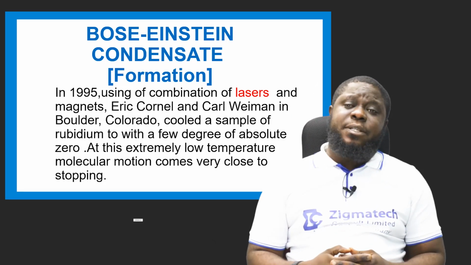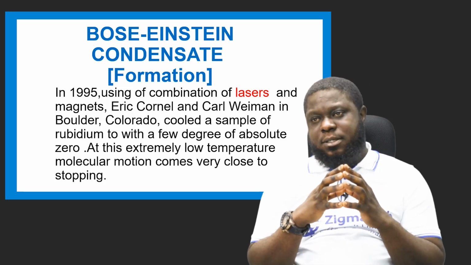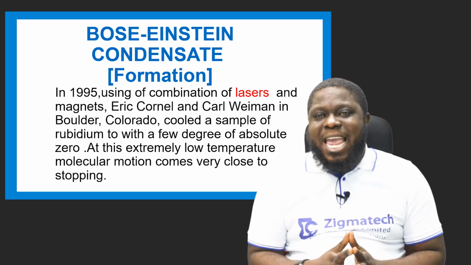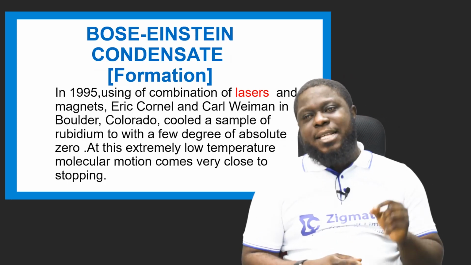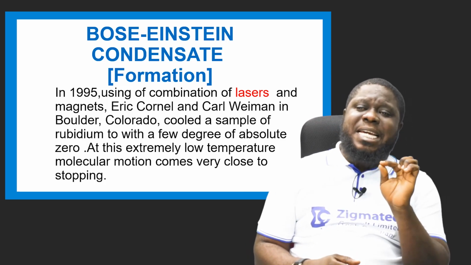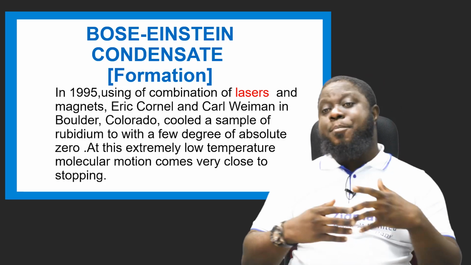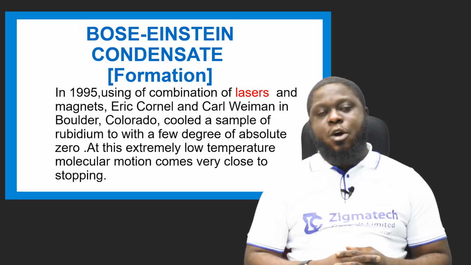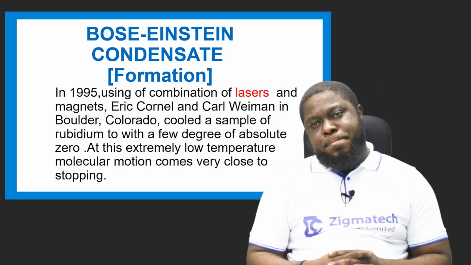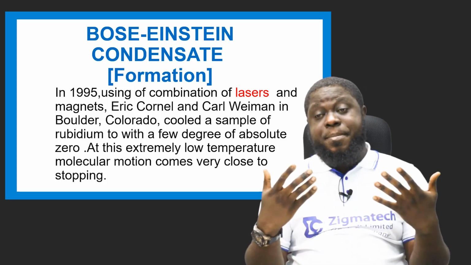It said in 1995, using a combination of lasers and magnets, Cornell and Carl Wieman in Boulder, Colorado, cooled a sample of rubidium to within a few degrees of absolute zero. At this extremely low temperature, molecular motion comes very close to stopping. Now, rubidium is a white silvery solid. A metal is a solid.